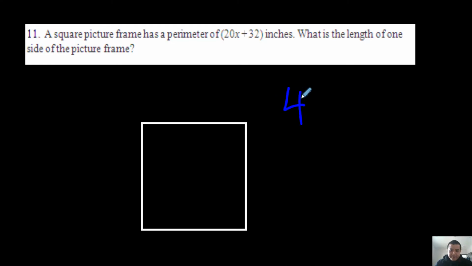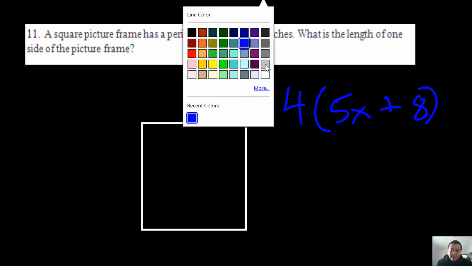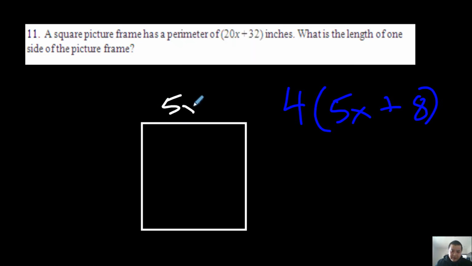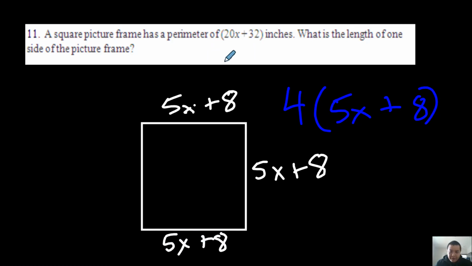So 4, and what do we multiply 4 by to get 20x? Well, that's 5x. And what do we multiply 4 by to get 32? Well, that's 8. So each side is going to be 5x plus 8, because each side has to be the same length. And if we add all of these together, we get back our entire perimeter of 20x plus 32. So each side of this is 5x plus 8.